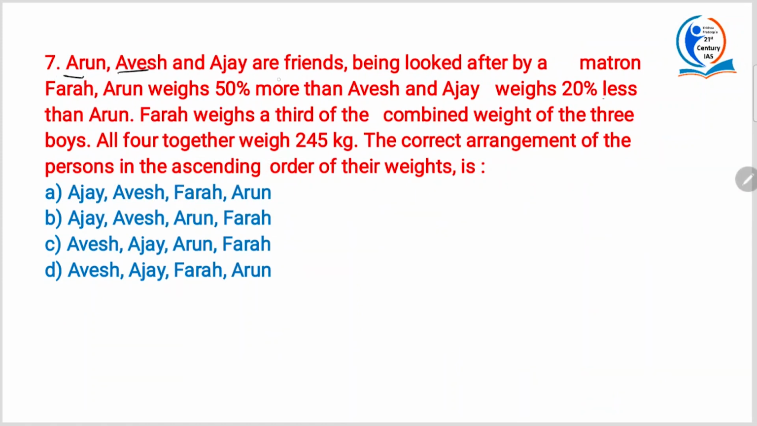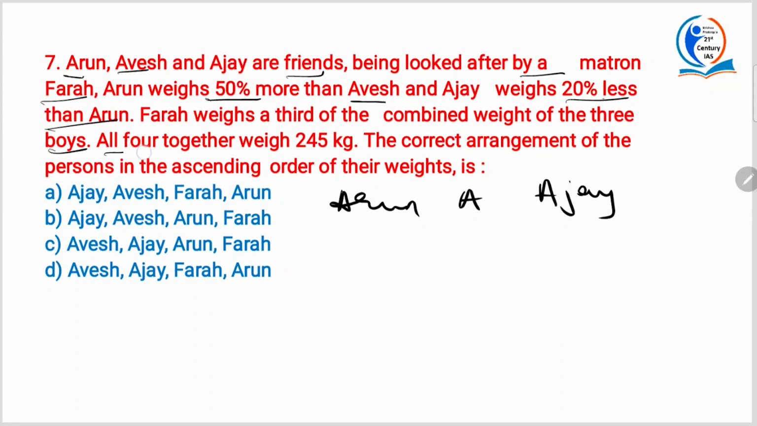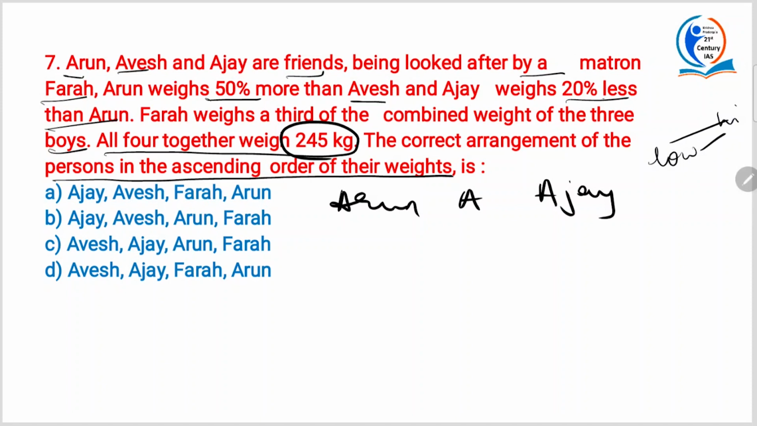Arun, Avesh and Ajay are friends being looked after by a matron, Farah. Arun weighs 50% more than Avesh and Ajay weighs 20% less than Arun. Farah weighs a third of the combined weight of the 3 boys. All 4 together weigh 245 kgs. What is the correct arrangement of persons in the ascending order of their weights? See, ascending order means low to high. You should not write the answer in reverse order, not high to low. After solving everything, if you make a mistake there, it's gone.